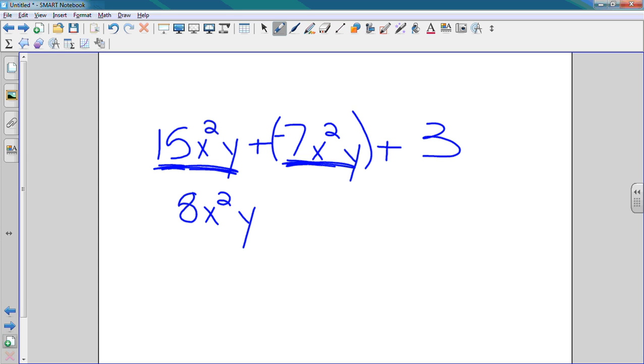You're not going to have x to the 4th y squared. Plus 3. That's it. That's as far as you go. Boom. Your homework is a worksheet, and I'll pass it out.